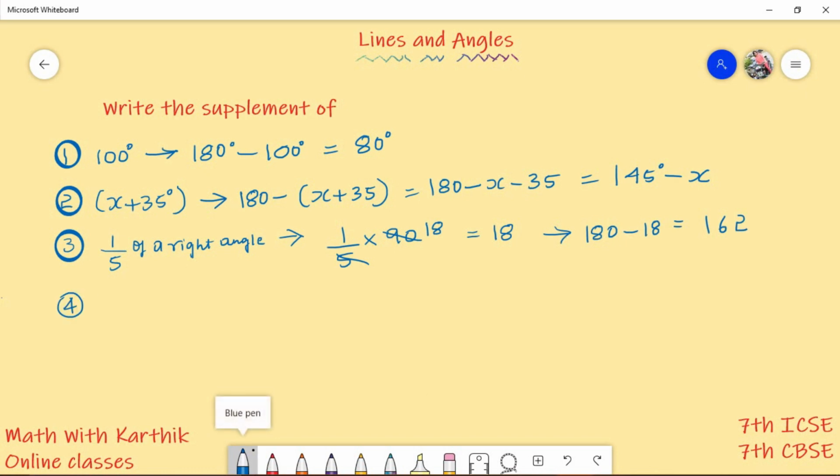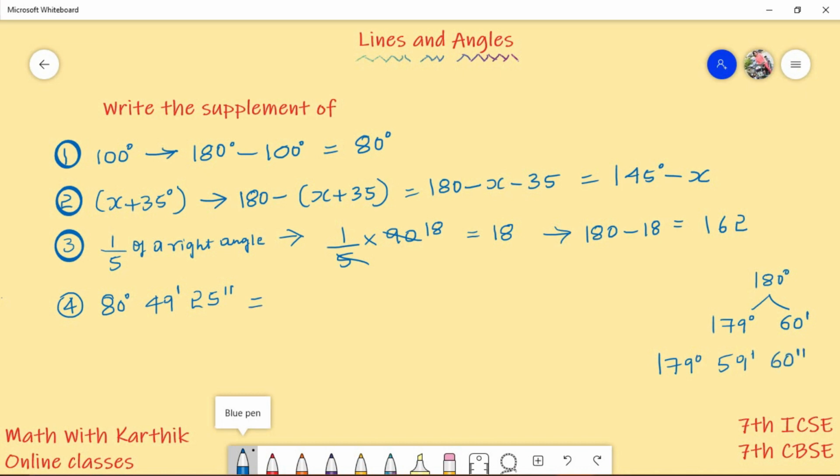Now let me take a last example where you have degree, minute as well as seconds. Now 80 degree, 49 minutes and 25 seconds. First, you need to understand how to convert 180 degree to minutes as well as seconds. Take 180 degree separately. First I will convert this to 179 degree and 1 degree I will write as 60 minutes. I will write 179 degree as it is, and 60 minutes I will write as 59 minutes, and 1 minute I will convert to seconds, that is 60 seconds.